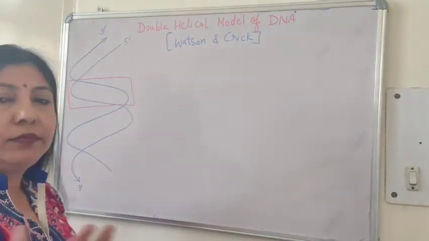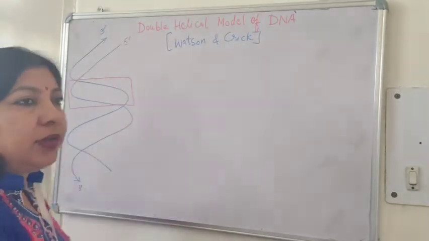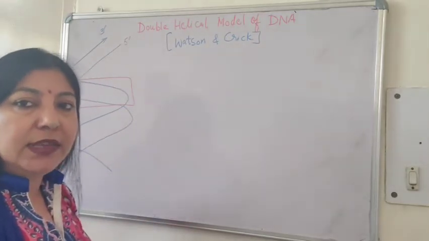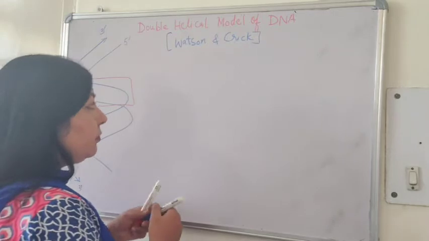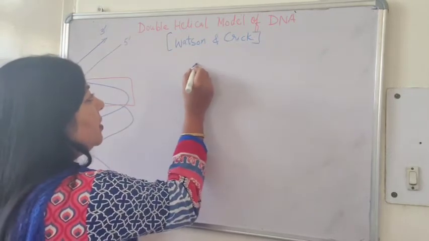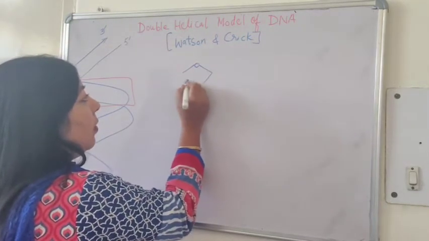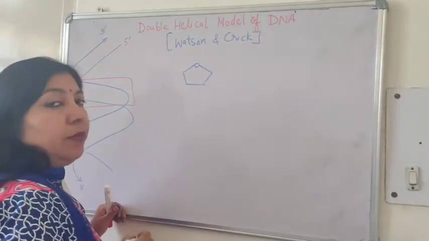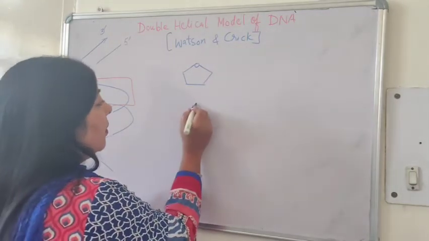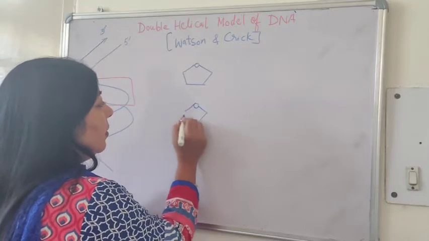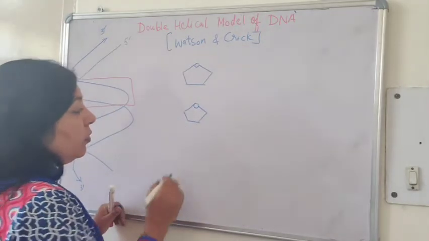So if we take 4 nitrogen bases on one side, what will we see? Fine, let's see. Suppose this is one pentose sugar. This is another pentose sugar.